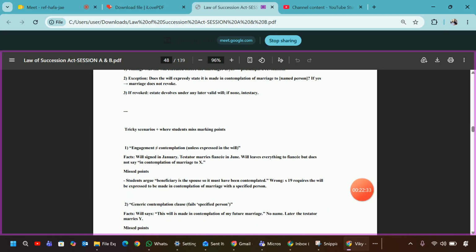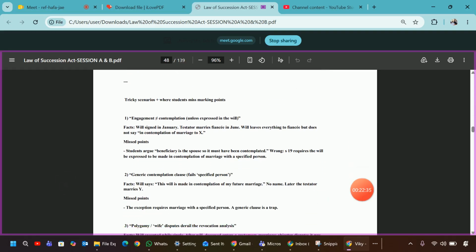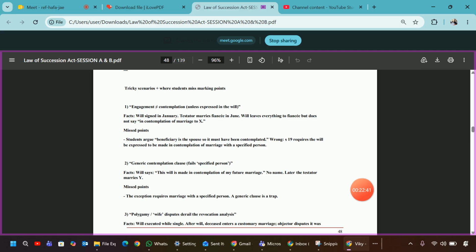What are the tricky situations where students miss marking points? Engagement is not equal to contemplation unless expressed in the will. Facts. A will is signed in January. Testator marries fiancé in June. Will leaves everything to fiancé but does not say in contemplation of marriage to X.